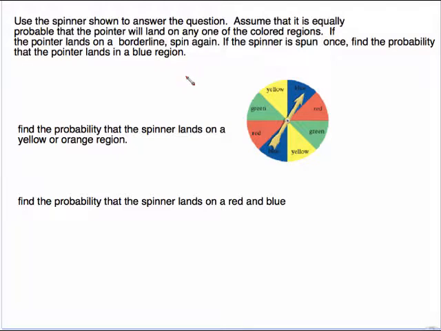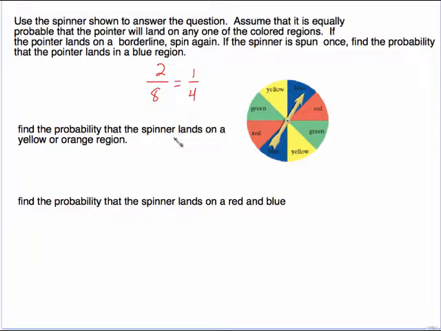Sometimes you do probability with spinners. So we're looking at this spinner and we're assuming that it's equally likely that the pointer will land on any of the colored regions. And if it happens to land right on a borderline, we spin again, so we don't count that as happening. So if the spinner is spun once, find the probability that the pointer lands in a blue region. Well, how many blue regions are there? 1, 2. And how many regions total? There are 8, which gives me a 1/4 chance of landing on blue.